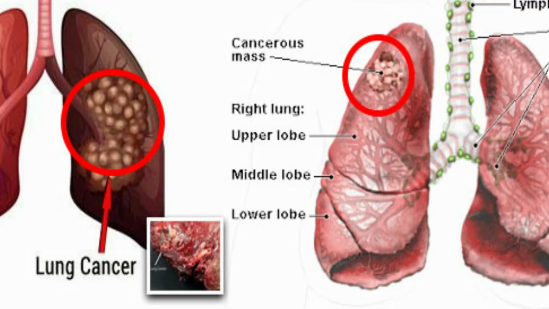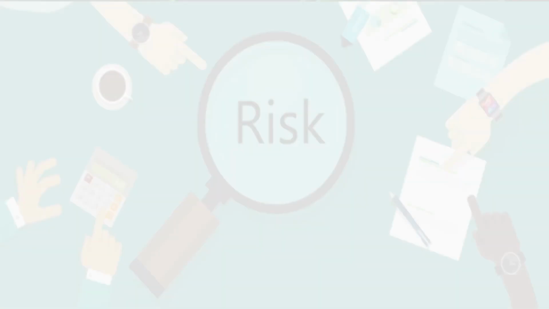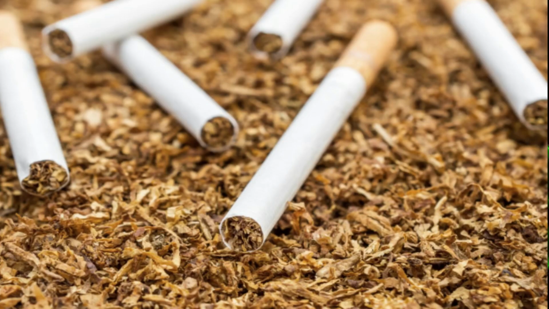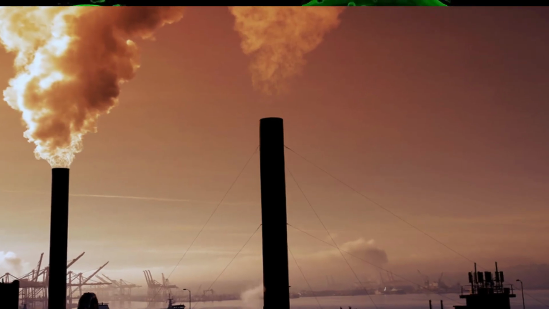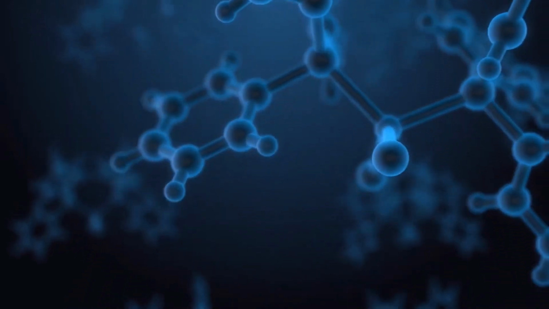It has increased from 1.2 million to 1.7 million from 2000 to 2015. Risk factors include smoking, tobacco, family history, and environmental factors like pollution. The preventive measures include the avoidance of all the risk factors mentioned above.